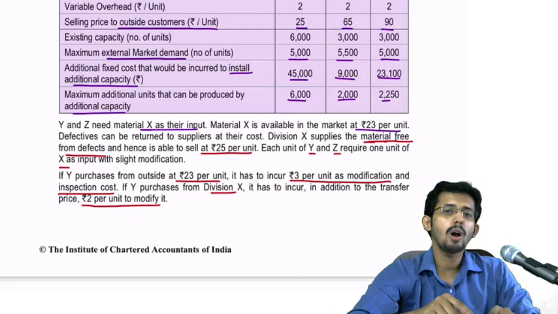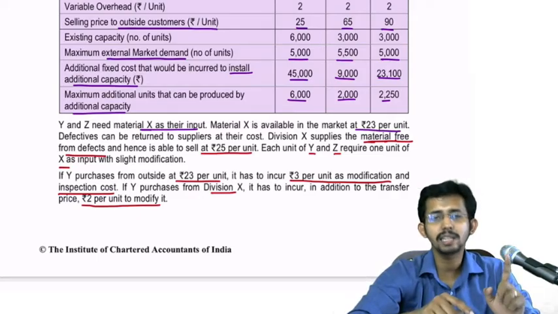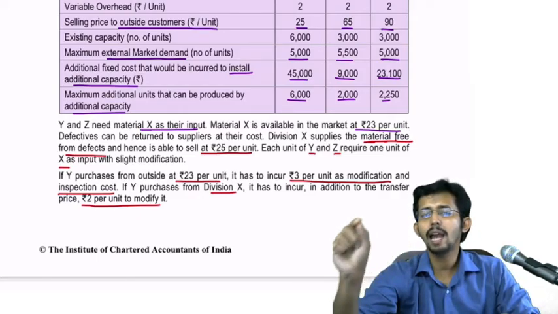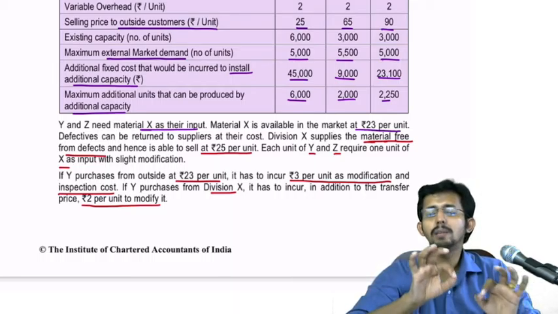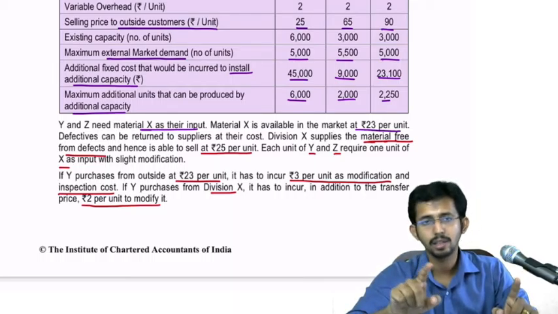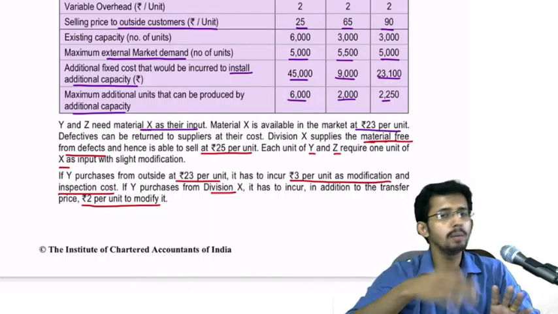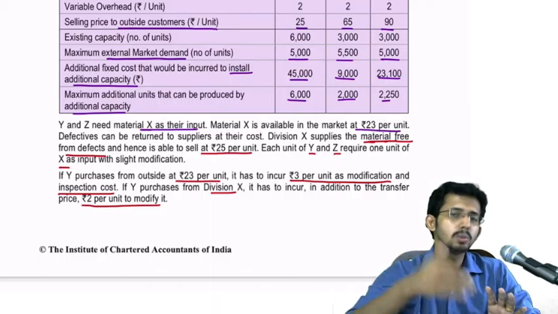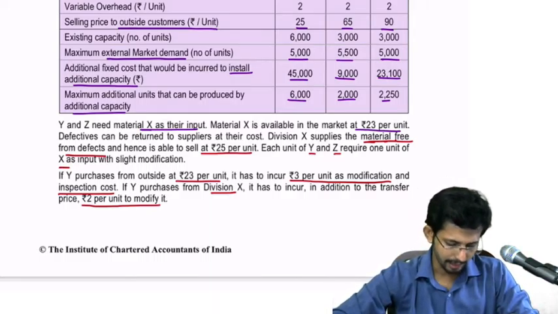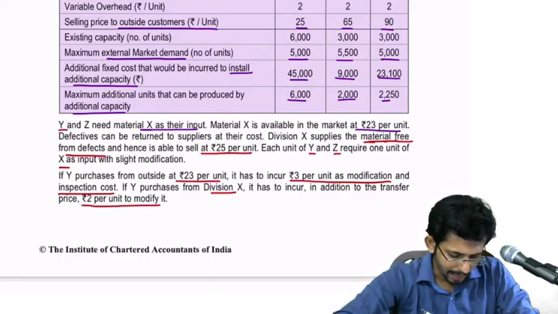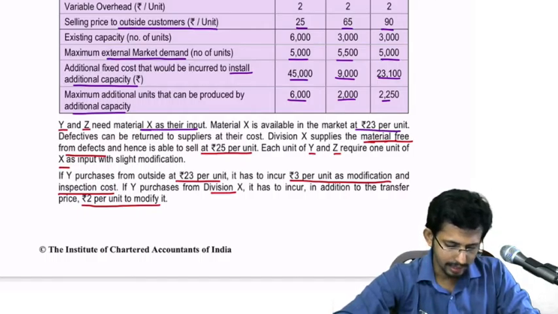But in the case of purchases from division X, if division Y and Z purchase from division X, then division X will be supplying it free of defects. So there is no inspection required. Only modifications to suit their products are required. Okay, and the options are available here. Now, as far as division Y and Z are concerned, they need material X.